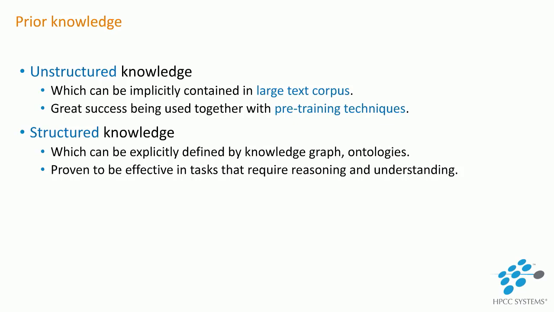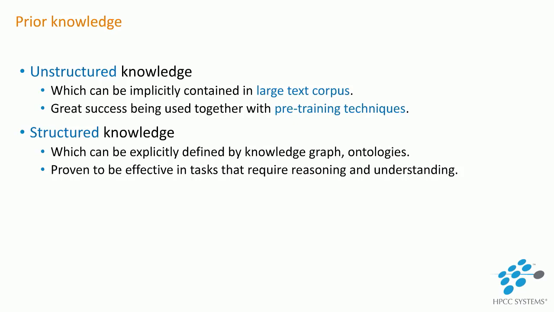At the same time there is structured knowledge, which is explicitly defined by a knowledge graph, biomedical ontology, hierarchy, or trees. This specific knowledge has been proven to be effective in tasks that require reasoning or understanding. For example, if you want to know the author of a book, you'll probably have to search for the book first, find the connection to the author, and answer that question. So there is simple reasoning, or more complicated reasoning, that may need those structured relationships between entities.